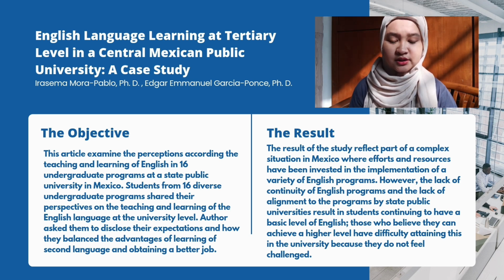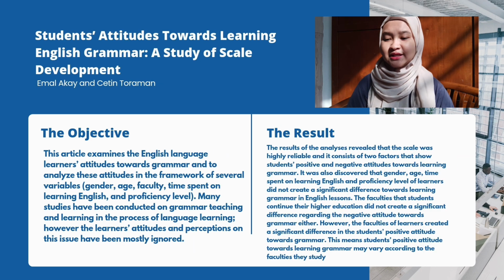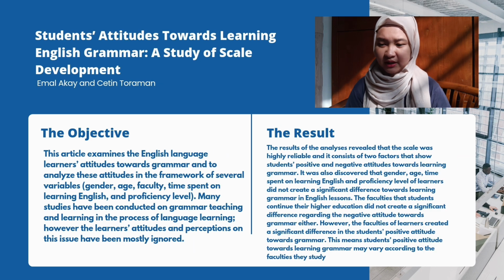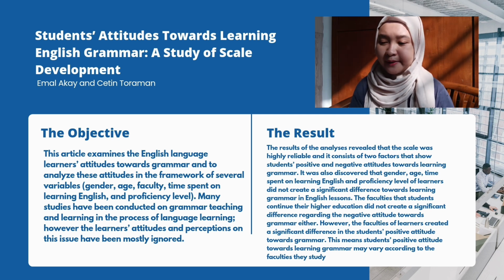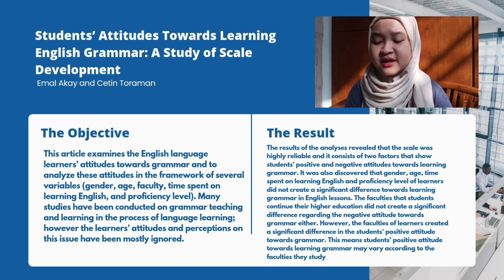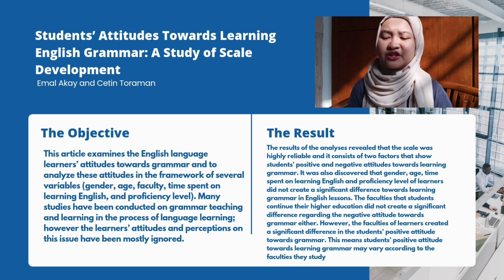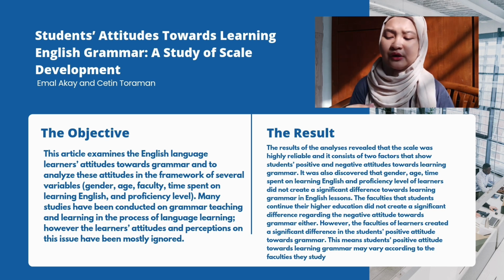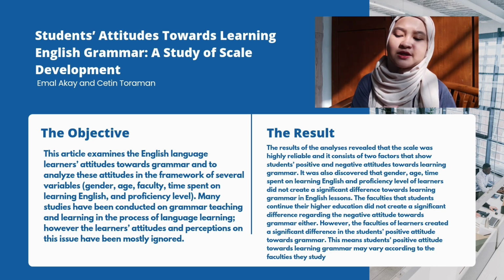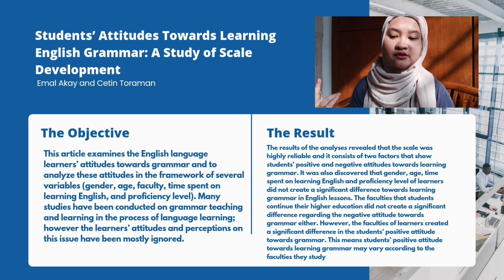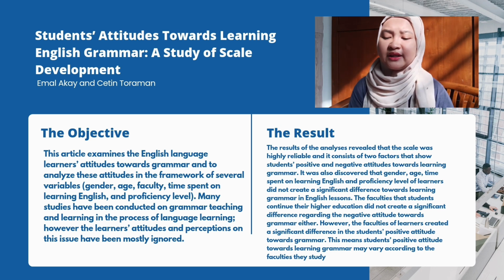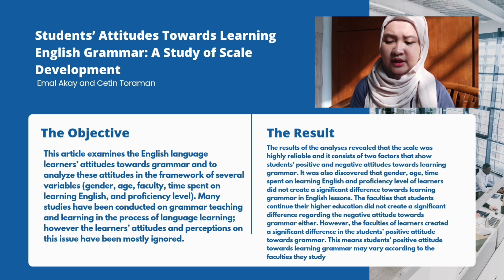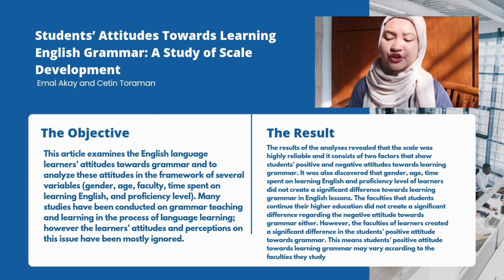And the third article, Students' Attitudes Towards Learning English Grammar, a study of skill development by Emil Akai and Satin Turaman. This article examines English language learners' attitudes towards grammar and analyzes these attitudes within the framework of several variables: gender, age, faculty, time spent on learning English, and proficiency level. Many studies have been conducted on grammar teaching and learning in the process of language learning. However, the learners' attitudes and perceptions on this issue have been mostly ignored.